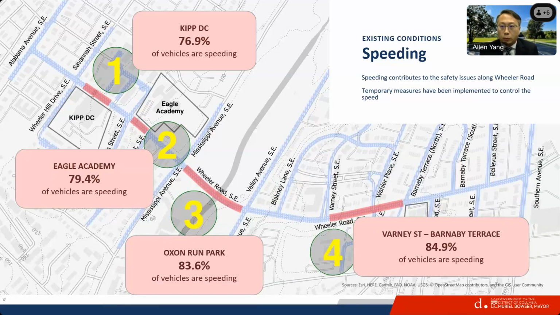This is a summary of the speeding problem. We have collected speed data for 4 focus locations. Number 1 is next to KDC. Number 2, close to Eagle Academy. Number 3 is the park section between the 2 avenues. And number 4 is north of the shopping center next to Waller Place, right? The large pink boxes indicate 4 numbers. Those are the percent of vehicles that are speeding, traveling above the speed limit, which is 25 miles per hour. 80% or more of vehicles are doing so at these 4 locations.